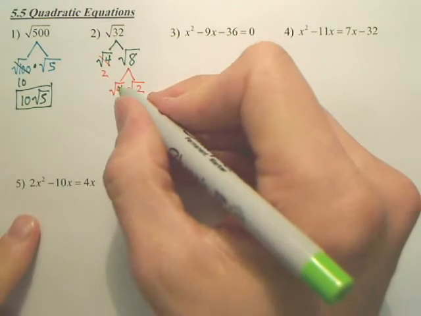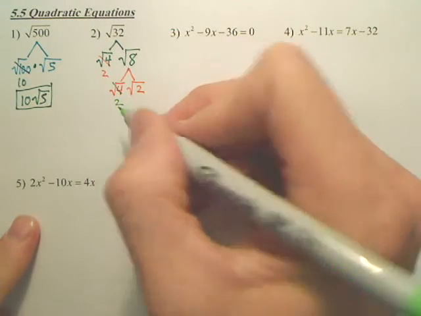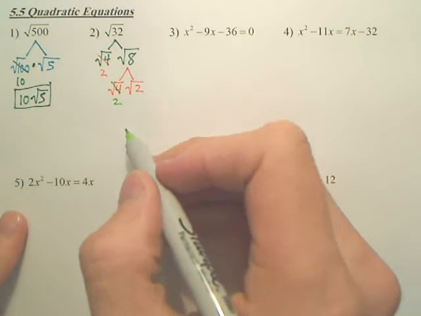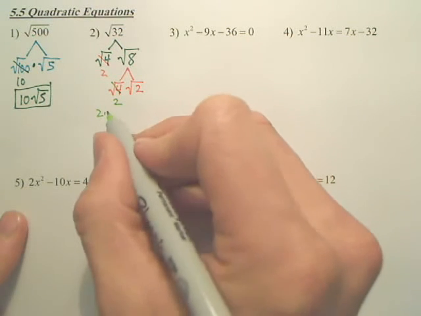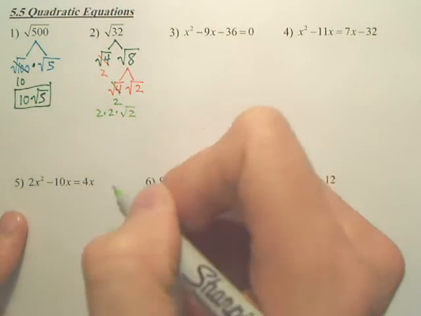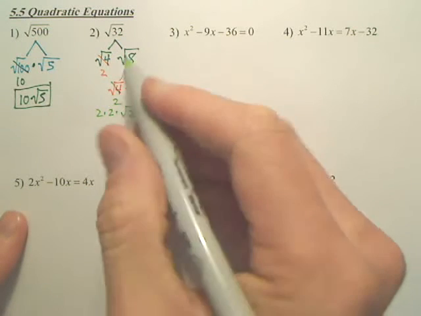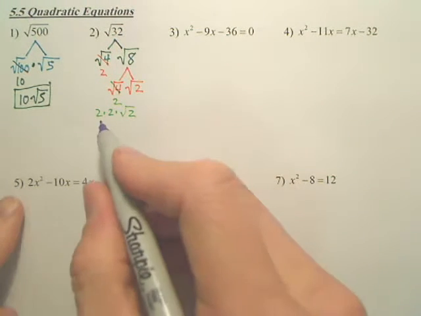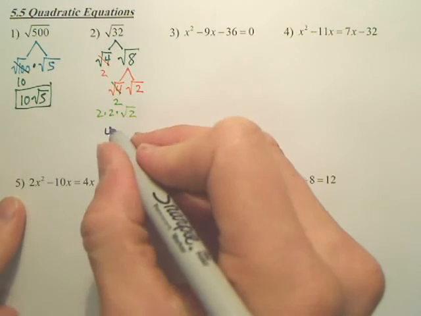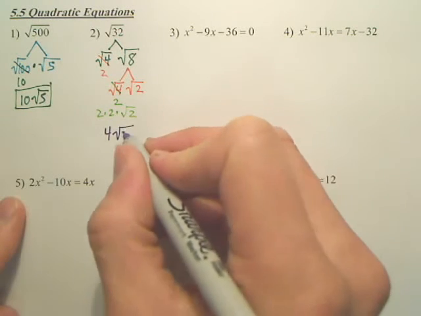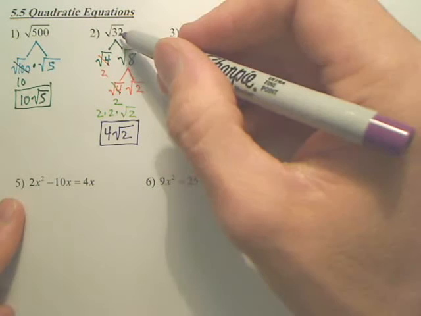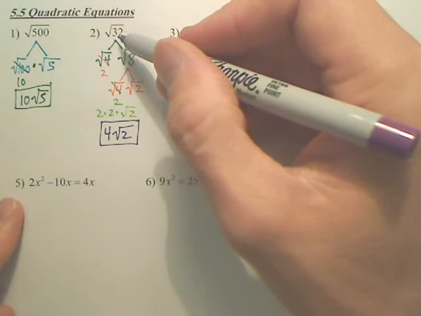And what is the square root of 4 again? 2. Isn't that 2? So, don't we now have 2 times square root 2? We have a 2, and a square root 2. What's 2 times 2? Isn't that 4? 4 square root 2 is a simplified form of square root 32.